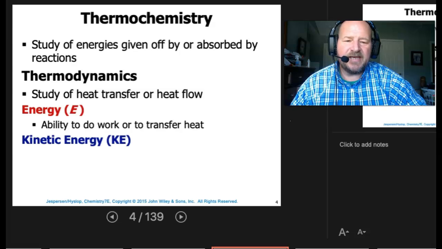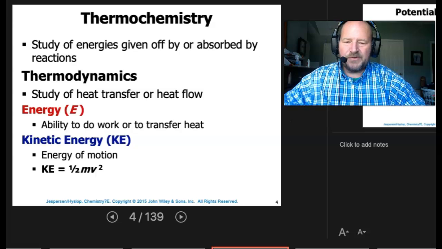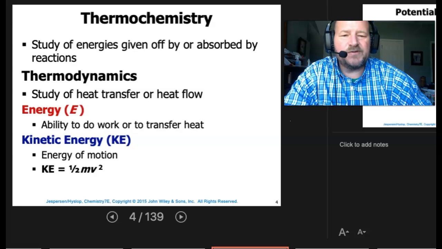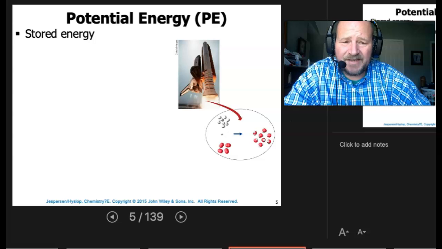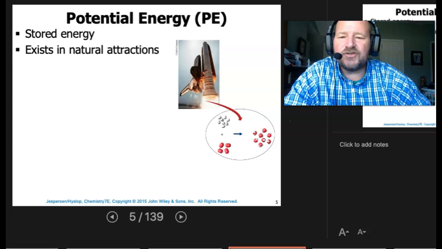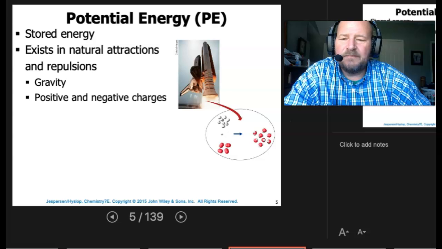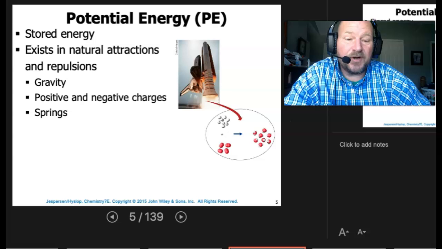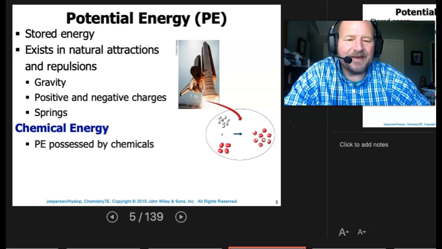Kinetic energy then, KE, you probably know is the energy of motion. In your physics course, I'm sure you've learned that it's 1/2 mv squared. We'll take advantage of this, but we won't be using that equation in our course outside of using it to derive concepts. So for potential energy then, it's going to be stored energy. It exists in natural attractions and of course repulsions, things such as gravity, positive and negative charges, springs, things of that nature.